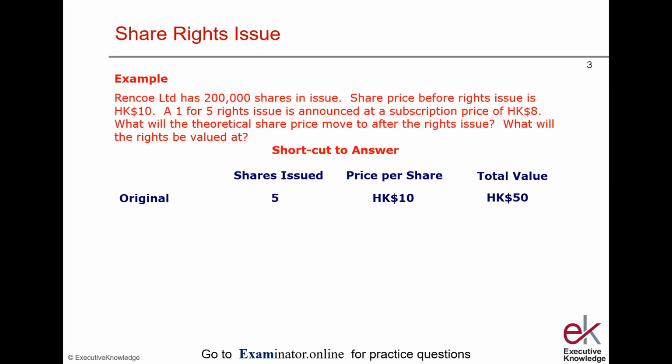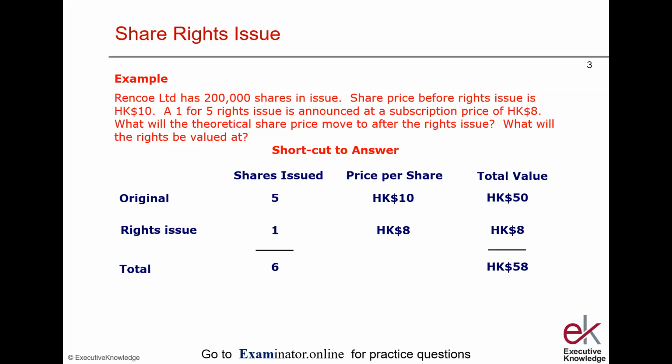If it was a 1-for-3, we'd write down 3. If it was a 1-for-2, we would put down 2. The price per share, $10. The total value of those 5 shares, $50. The rights issue, it's an extra share, 1 share for the 5 we hold. We are going to pay $8 and the total value of that extra share, $8. Let's add everything up and we get the total shares issued now, 6, at a total value of 58.